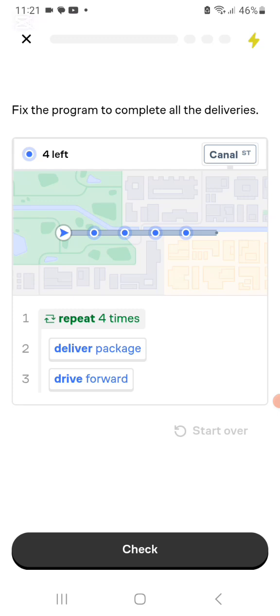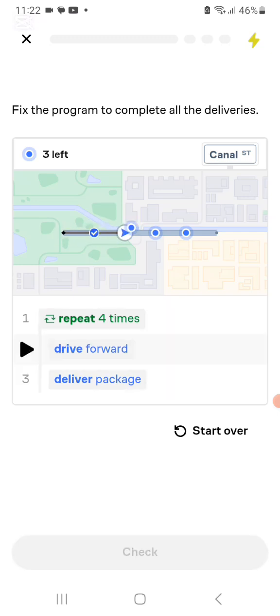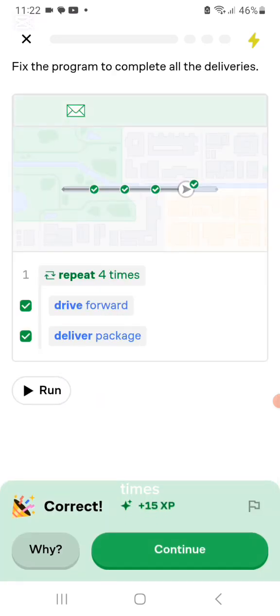First, repeat 4 times, okay? Drive forward, it means it should drive forward. Then deliver package to the place. Because of this, repeat 4 times below, it repeated the same thing 4 times.